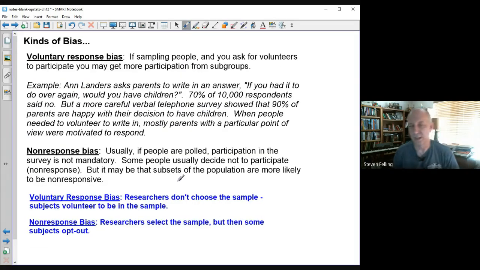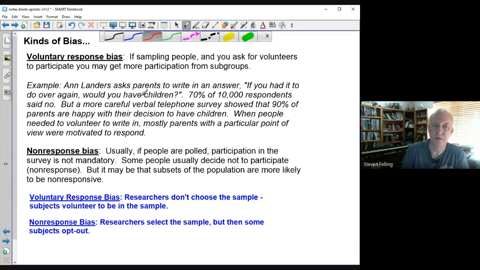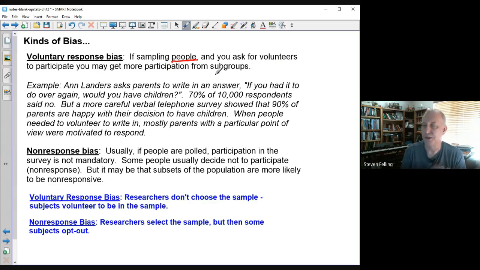Okay, 2 other related but different biases: voluntary response bias and non-response bias. Okay, so let's talk about voluntary response bias first. Whenever you sample people and you ask for volunteers to participate, if they have to volunteer to be in the sample, then you may get more participation from people who have more extreme points of view.